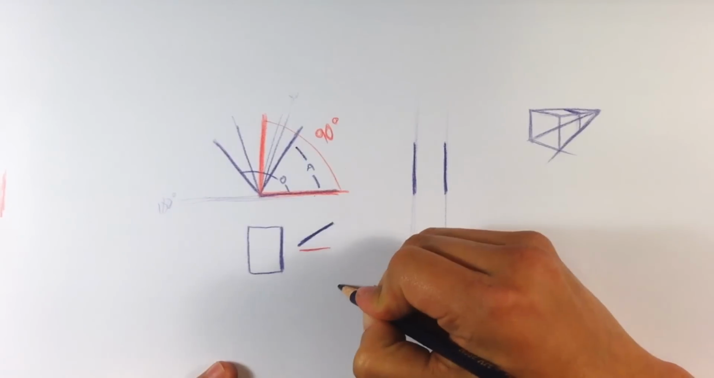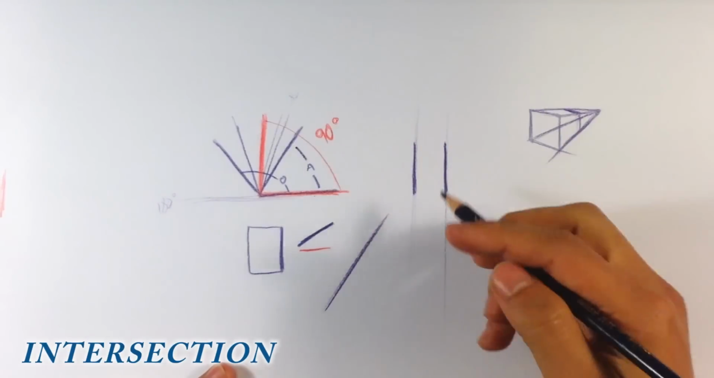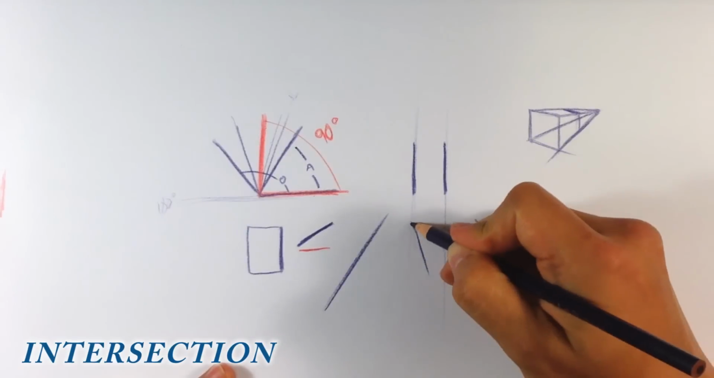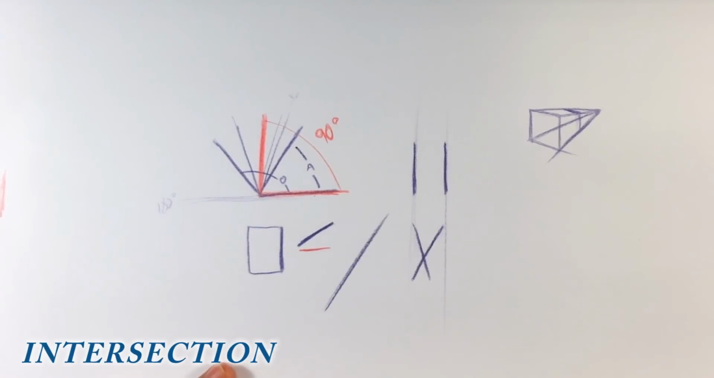Like on the terms, there's intersection. Let's say those lines shift a little bit. They're going to intersect. That's literally where they cross. That's an intersection. Cool.